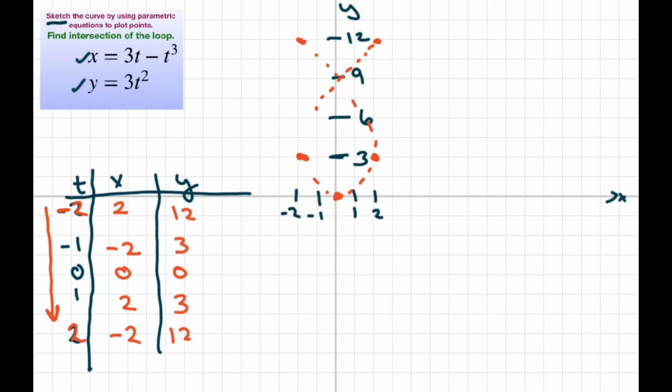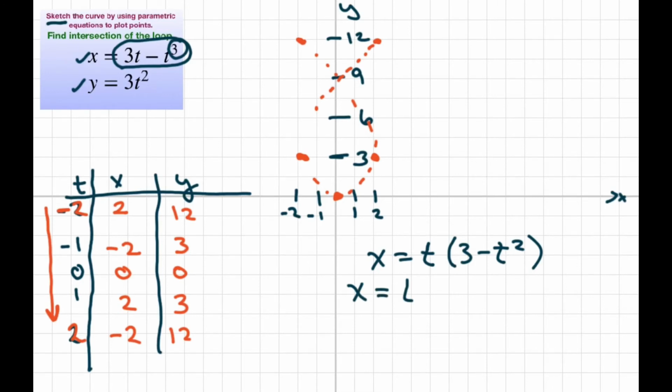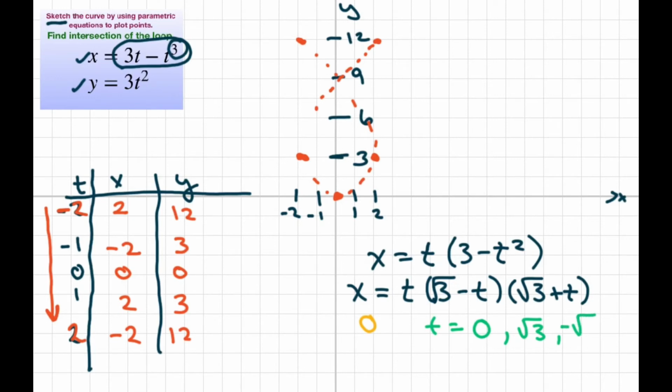All right, so to do that, what we're going to look at is we have a cubic function here. So I'm going to factor this out and factor out a t, and we'll get 3 minus t squared. So this is going to factor more completely as t times square root of 3 minus t times square root of 3 plus t. Now if you set x to 0, then your t is going to equal 0, square root of 3, and negative square root of 3.